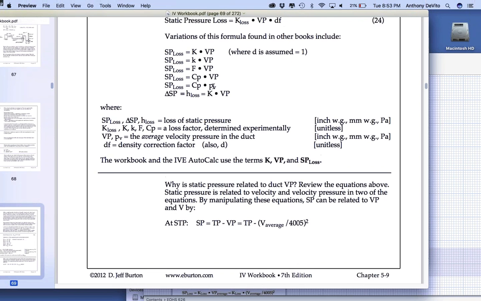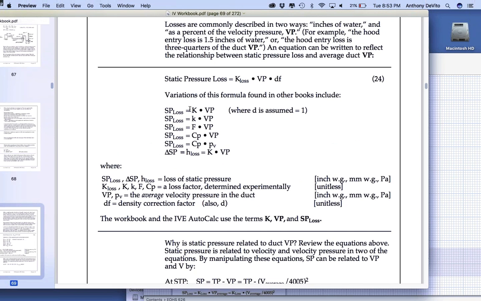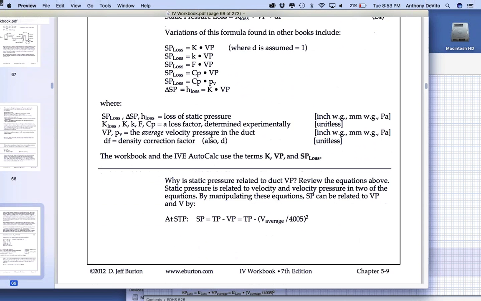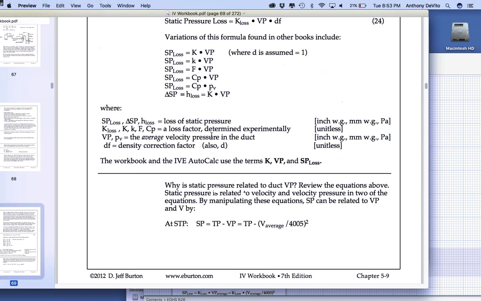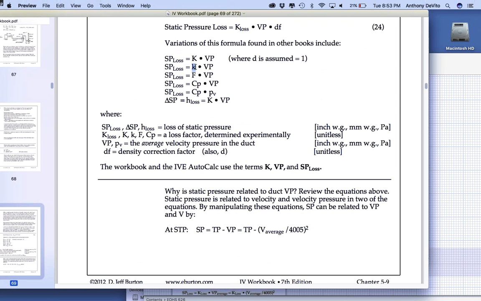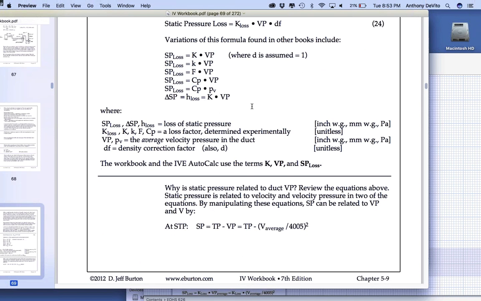Okay, so here, variations. Static pressure loss in inches is equal to K, this factor, times the velocity pressure. Static pressure loss is small k. You'll see various different tables that use different numbers for it. The difference between the large K and the small k? No, not really. It's just different tables. In other words, on one table for elbows, they may use that. Another table, they may use that. For hoods, they may use this, so on and so forth.